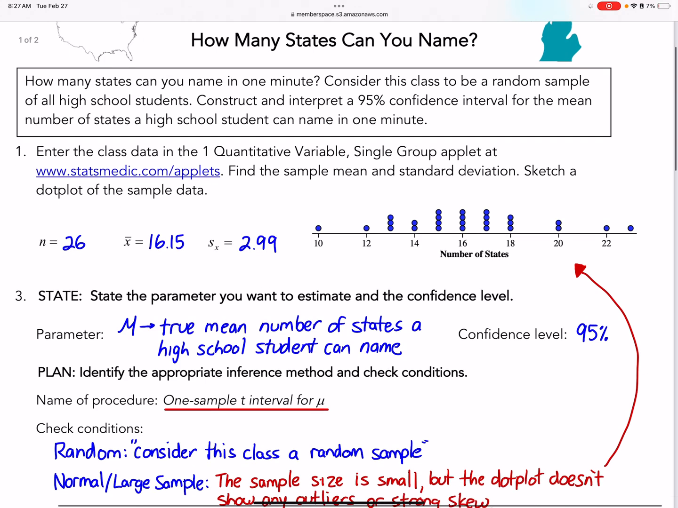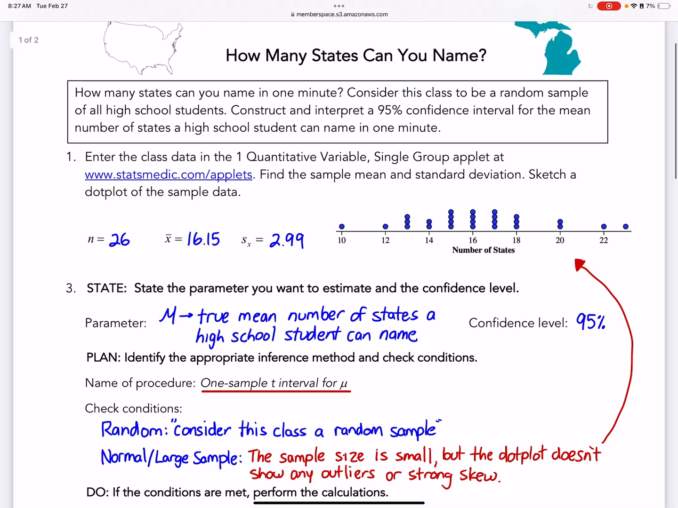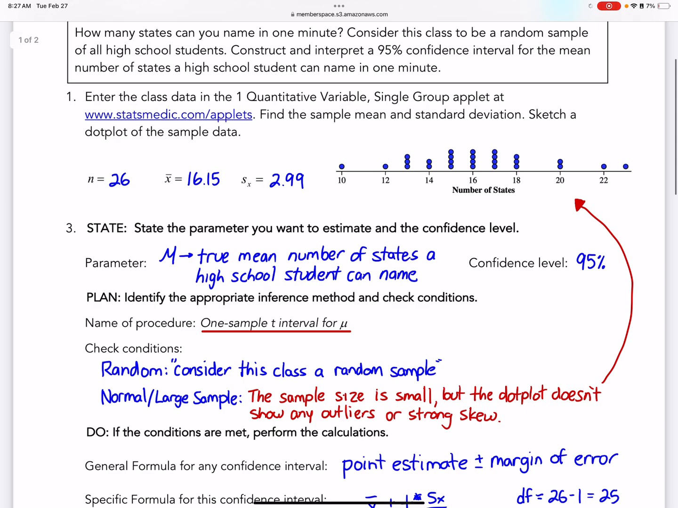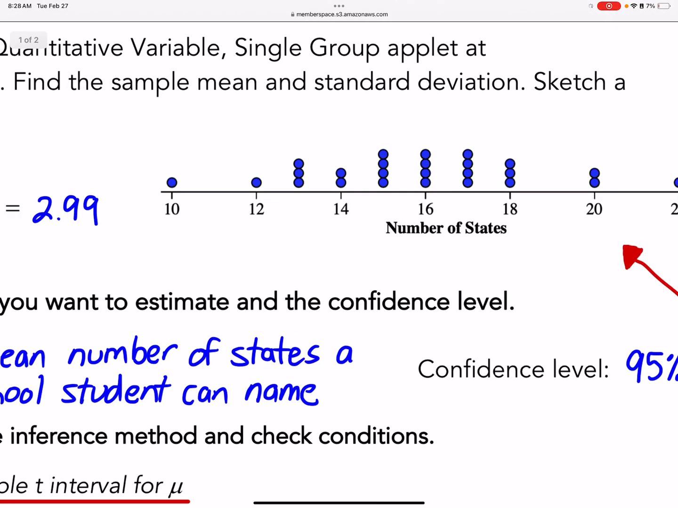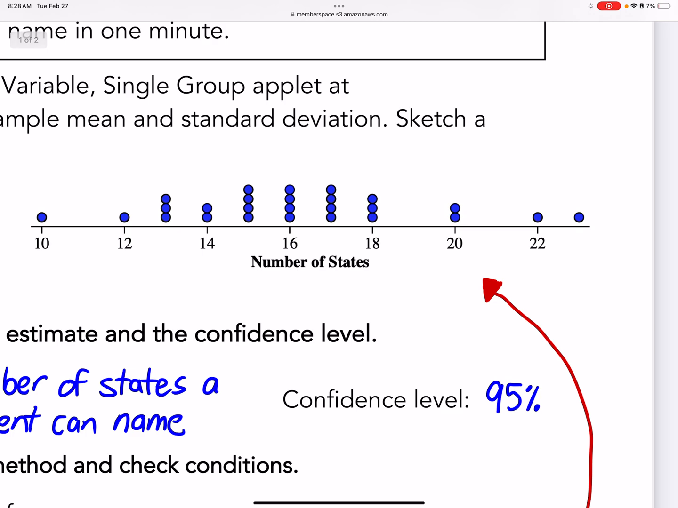And so my plan here, I'm going to do a 1 sample t interval for mu, or for my mean. We got to check our 2 conditions that we've been doing, which is random. It did say consider this as a random sample in my startup. And the normal or large sample, the sample size is small because I only have 26 and that's less than 30. So if it's small, you have to check if it's no strong skewness or outliers. And if you look at the dot plot, it's pretty symmetric. There's nothing crazy going left or going right.